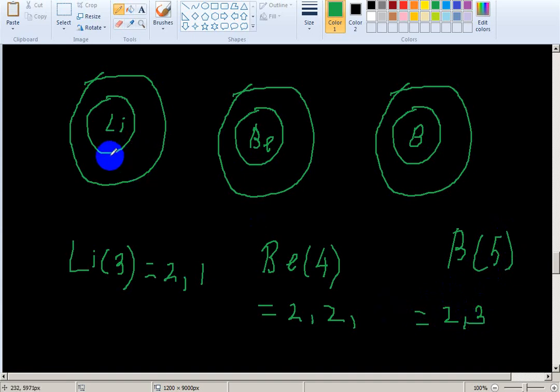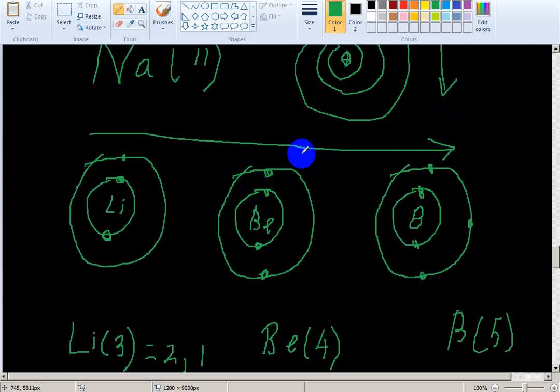So here lithium has 2 electrons and 1 electron, beryllium 2 electrons and 2 electrons, boron 2 electrons and 3 electrons. So we have seen the electron number increases from left to right. Shell number remains the same.